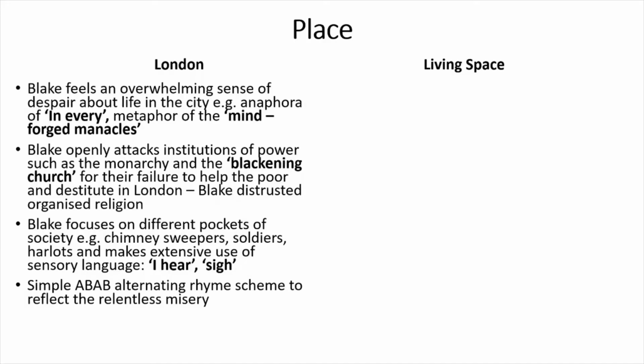There is a simple alternating A-B rhyme scheme to reflect this relentless misery, and it's almost a kind of childlike nursery rhyme. Remember, London was from a collection called The Songs of Innocence and Experience. It is a song of experience. So this nursery rhyme, childlike form of the poem contrasts quite heavily with the quite distressing and weighty content of the poem. So it's dealing with very serious issues, but the form is quite simplistic and quite childlike.